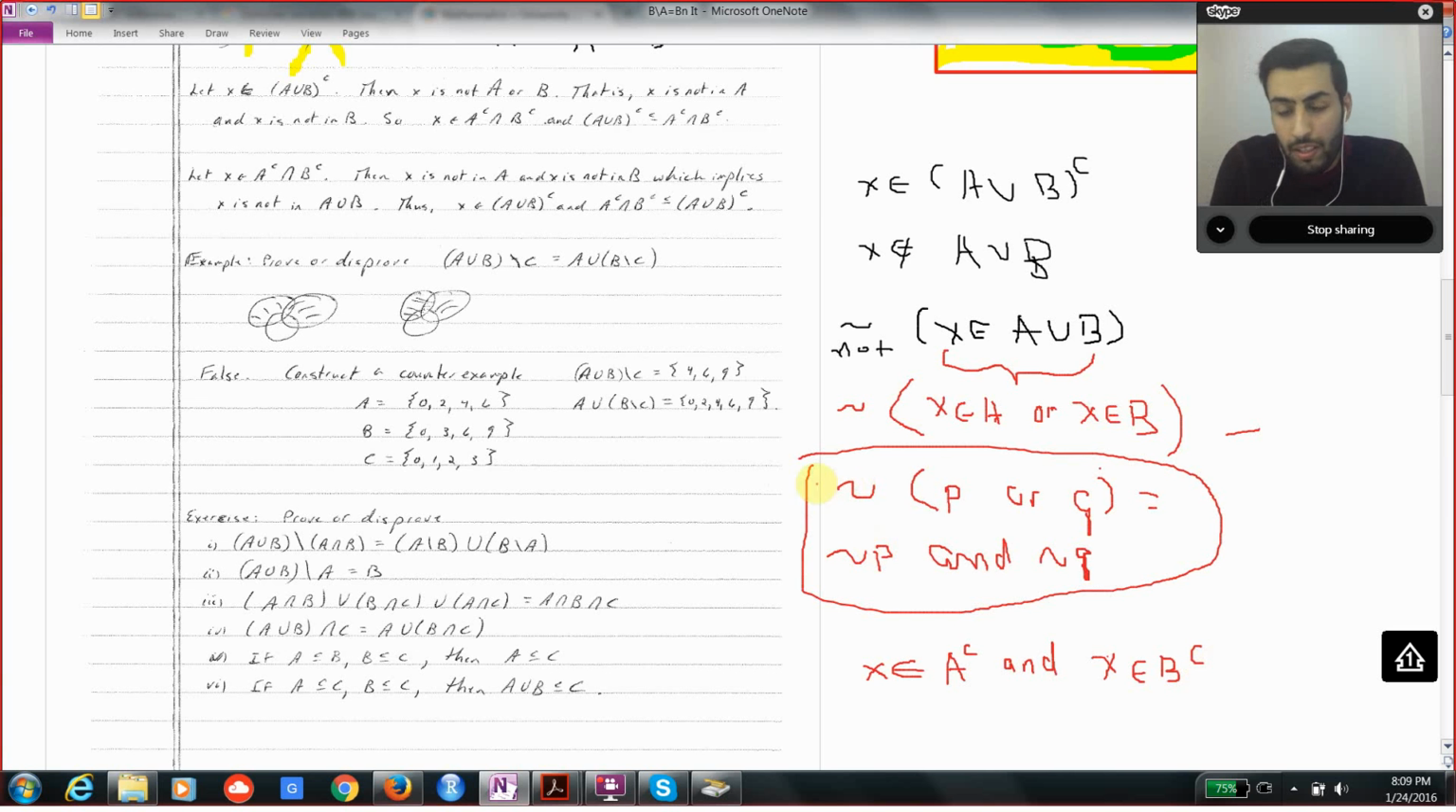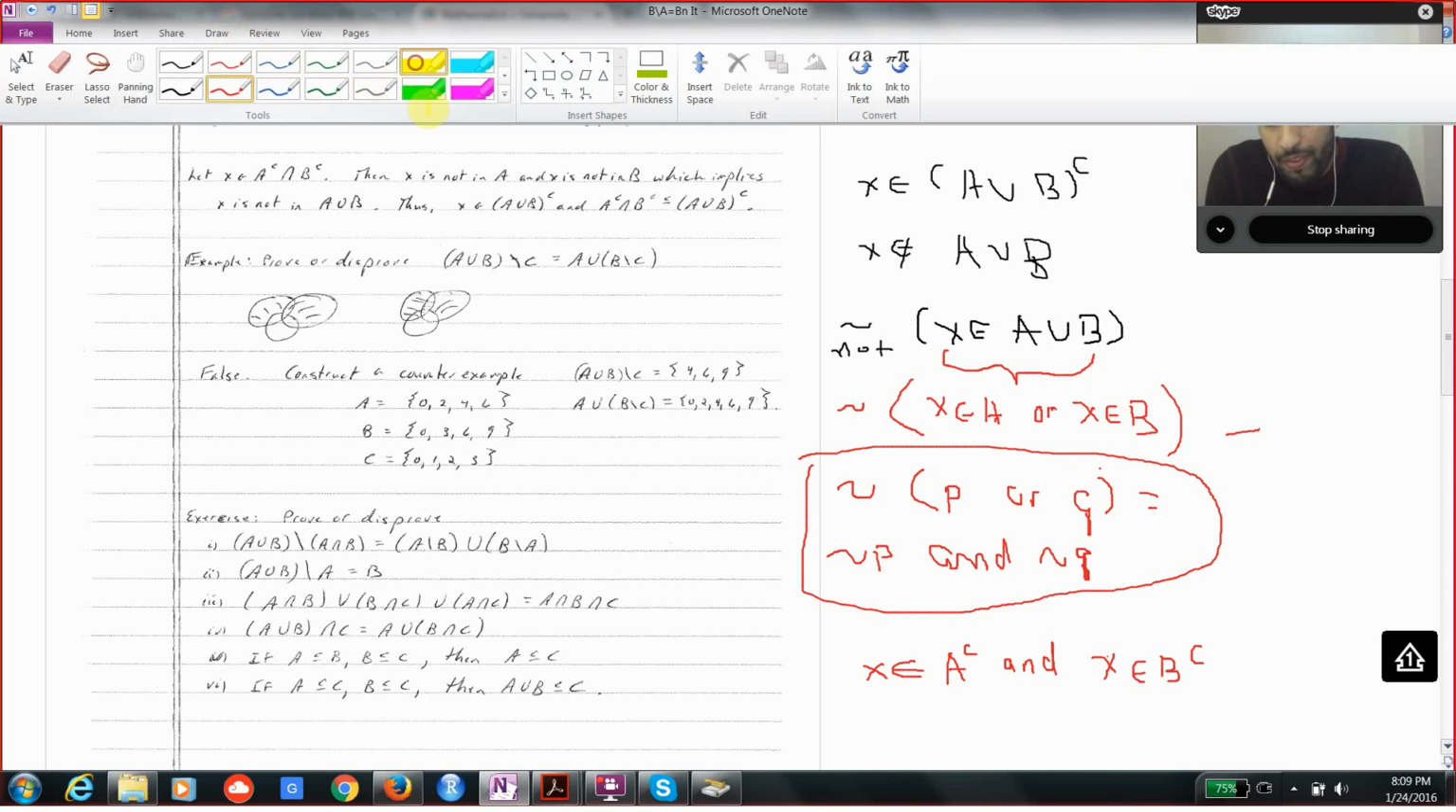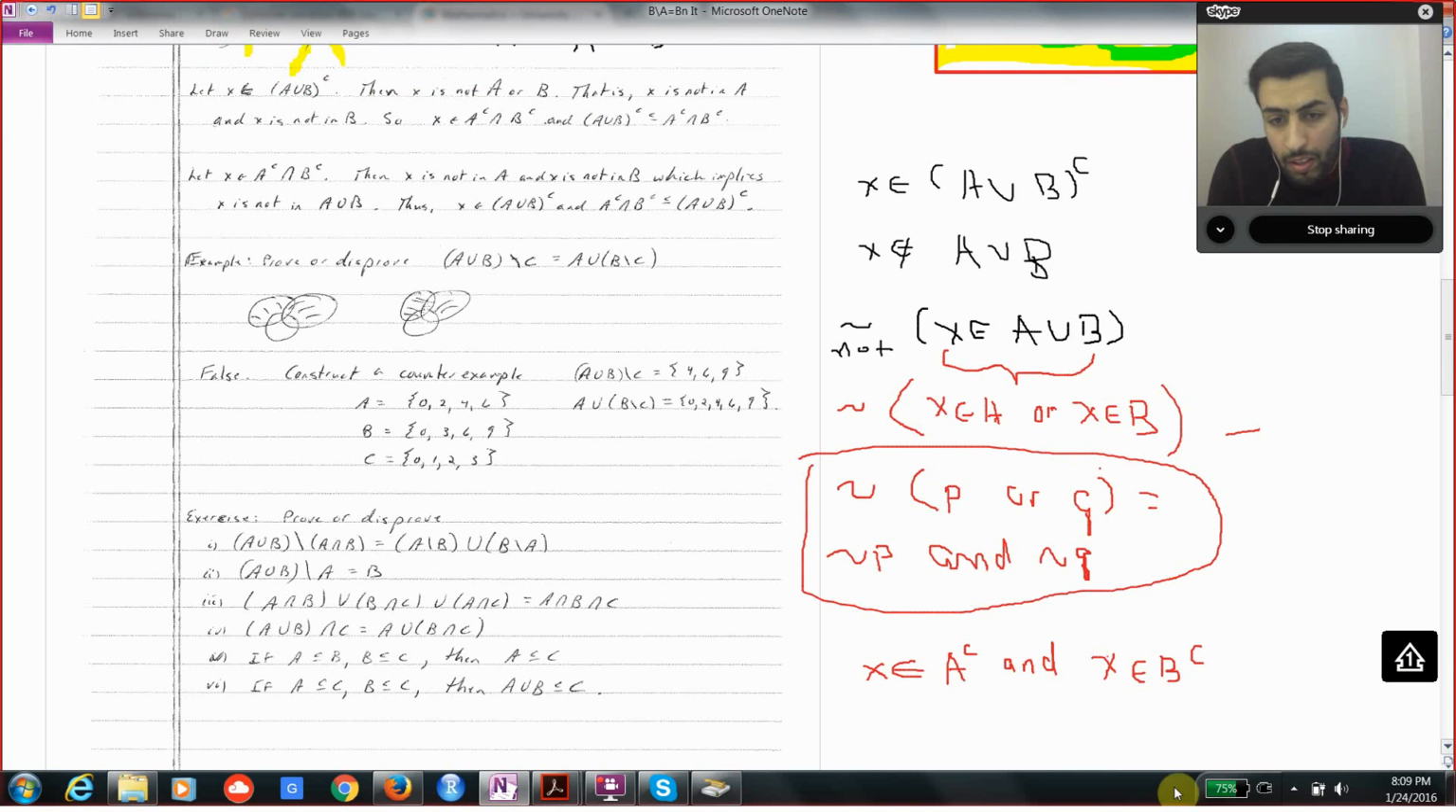No, because notice when I distribute the not through, this is what happens after I distribute the not. When the not comes through, it changed the P to a not P. See? It changed the Q to a not Q. And it changed the and to an or.